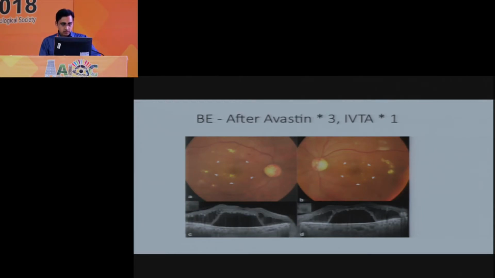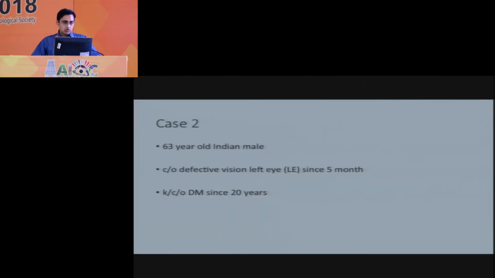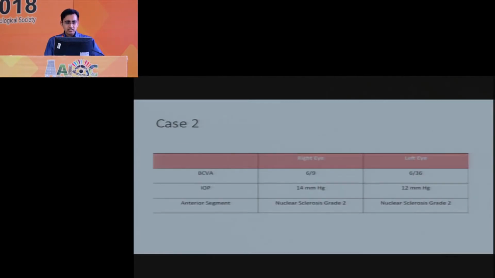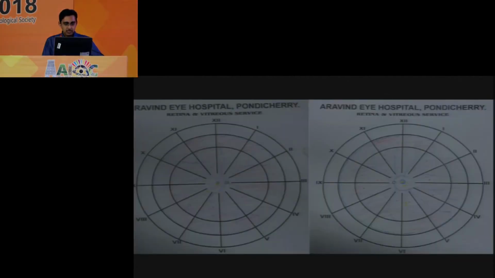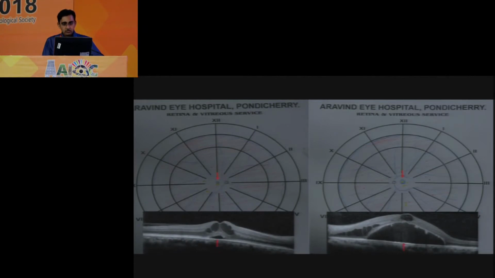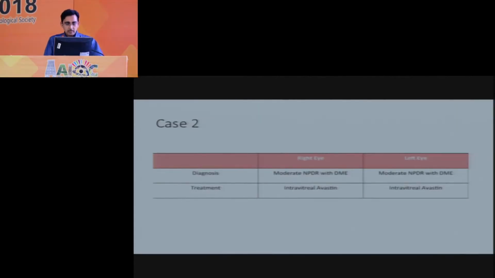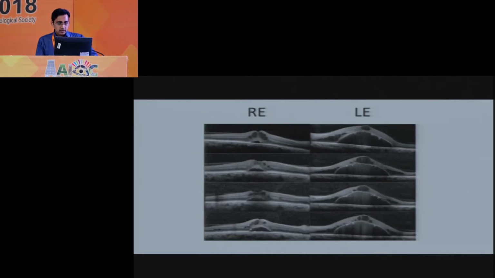which was confirmed on OCT. Case 2, a 63-year-old Indian male presented to us with complaints of defective vision in left eye since last 5 months, known case of diabetes since last 20 years. BCVA 6/9 in right eye, 6/36 in left eye, nuclear sclerosis grade 2 in both the eyes. Again, pocket of subretinal fluid clinically confirmed on OCT, and diagnosis of moderate NPDR with DME made and proceeded with intravitreal Avastin. Again, after multiple intravitreal Avastin injections, the subretinal fluid pocket seems to be persistently increasing and not responding.